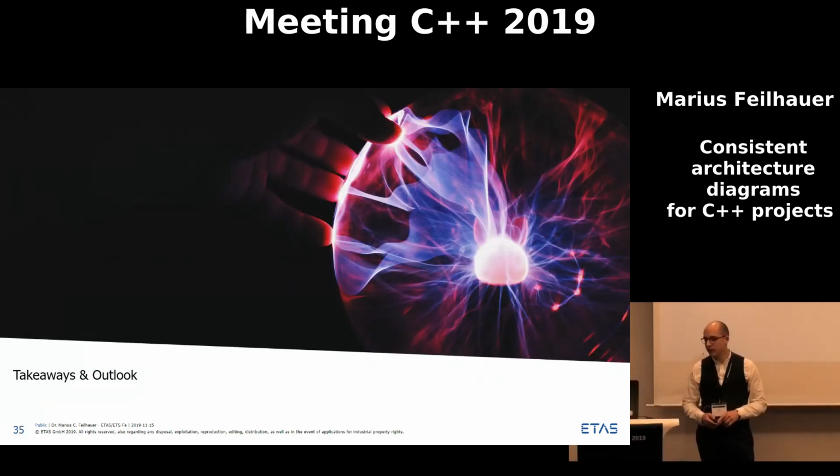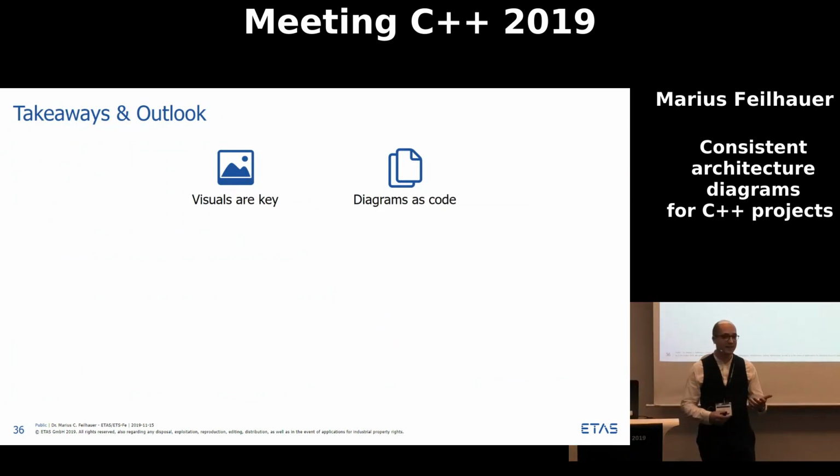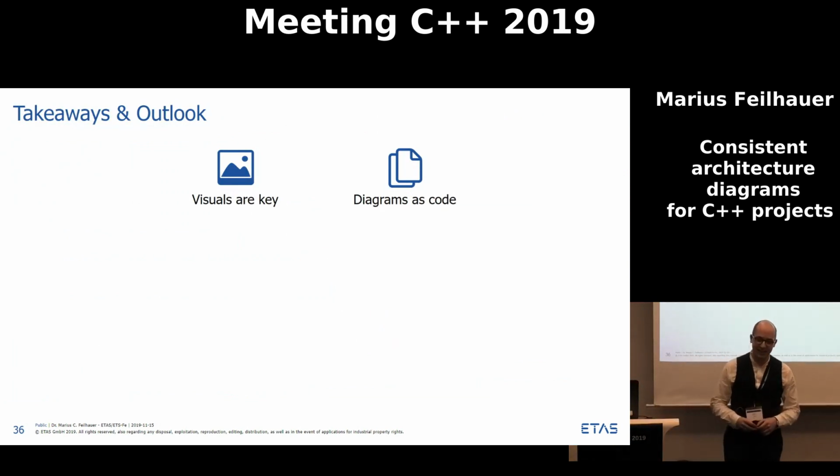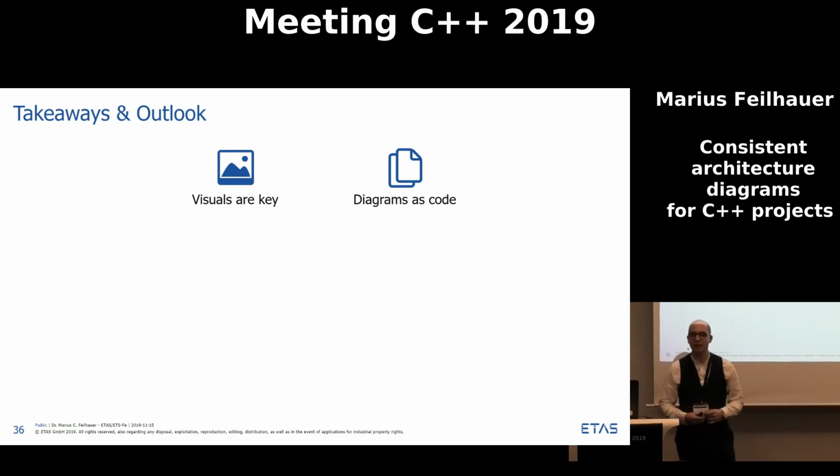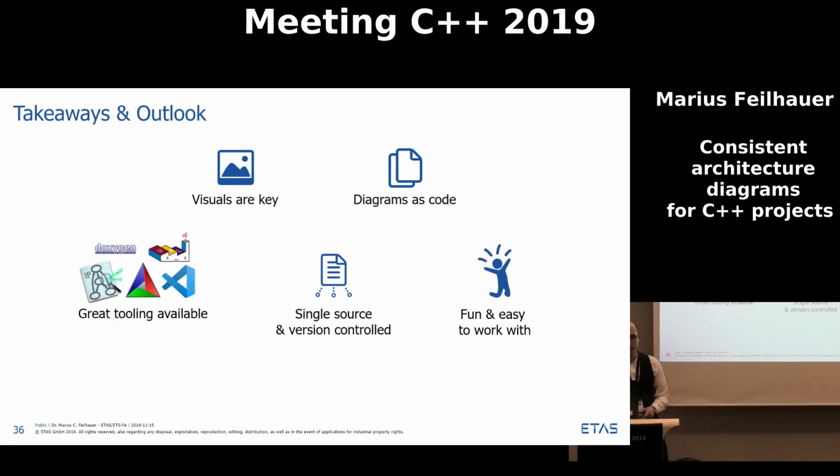So the takeaways and outlook. On the one hand, the golden nuggets, again, visuals are key. I quite agree with this, and if you can use them in your documentation, try to. Draw diagrams as code, not as JPEGs, and store them in your repository. So I think those are the two big ones. So great tooling is available: Doxygen, PlantUML, Graphviz with CMake, and Visual Studio Code in this example.